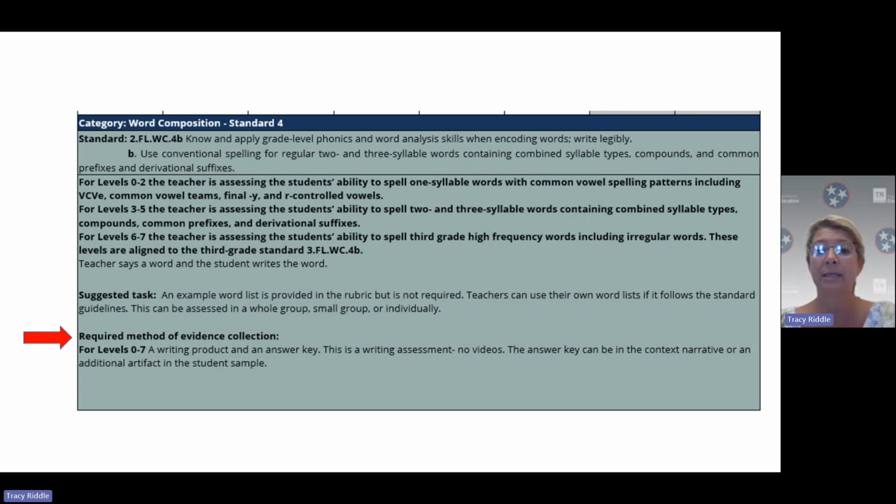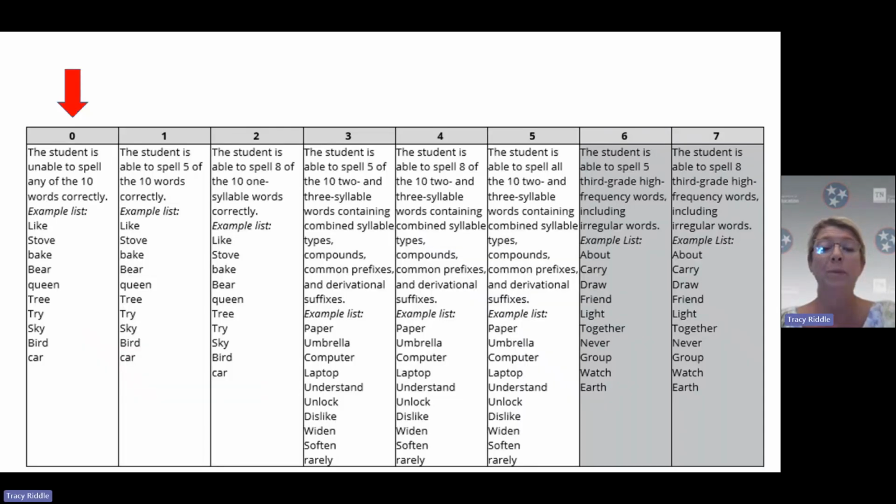Once you have assessed the students, then it is time to score the student work. When you begin with the first grade word list, the one-syllable words, you will look to see if the students can spell the words correctly. If the student is unable to spell any of those 10 words, that is the score of a level 0. If the student is able to spell at least 5 of the words correctly, that is the score of a level 1. If the student can spell 8 of those 10 one-syllable words correctly, that is the score of a level 2.